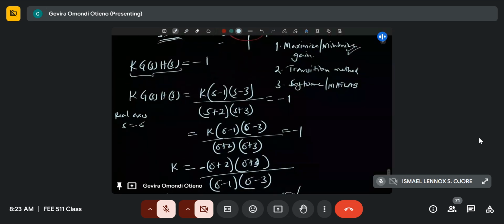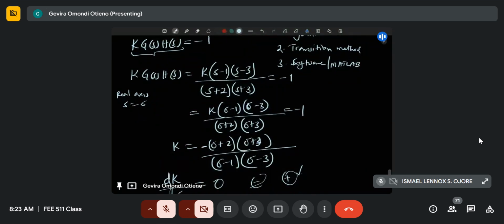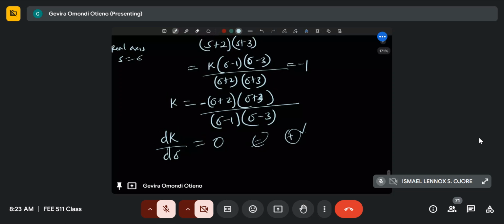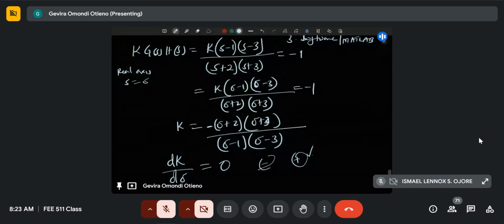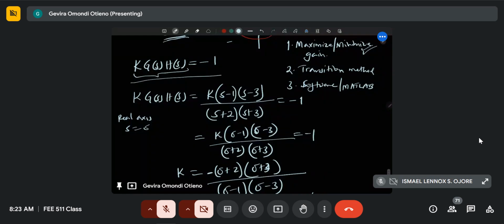So basically what we are saying is one method to obtain the breakaway and break-in points is to obtain the value of K, and then you differentiate K with respect to sigma. And remember, we derive that from the initial question here, I mean, the initial rule.